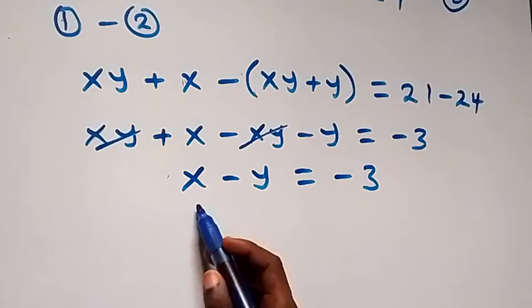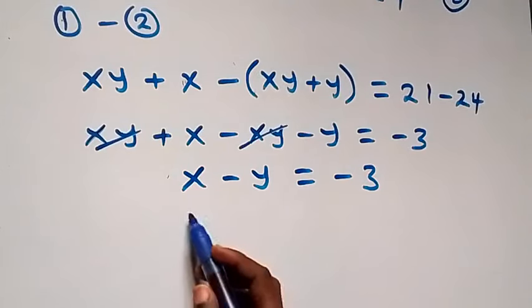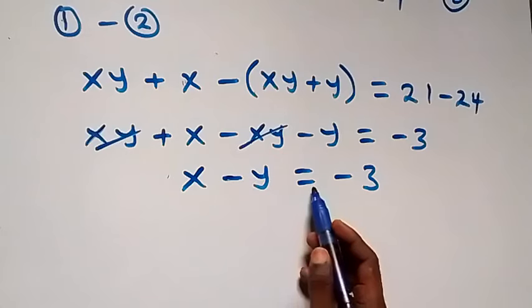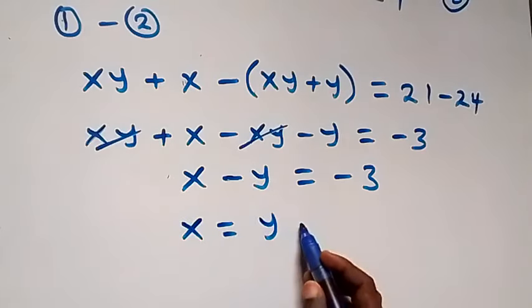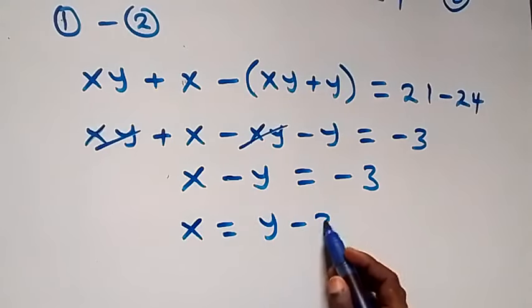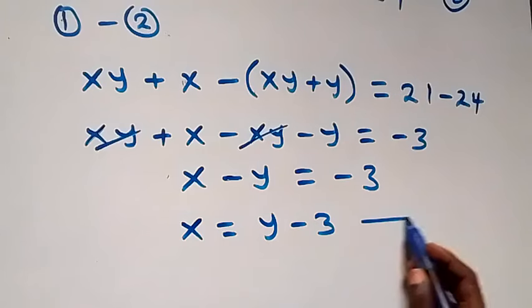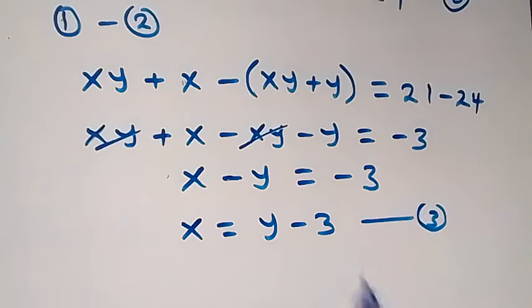Then from what we have here, we make x the subject and take minus y to this side, and we have x equals y minus 3. So let's label this as equation 3.